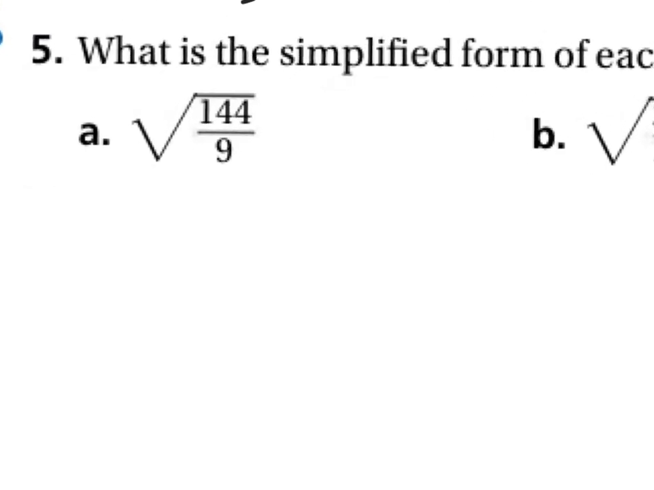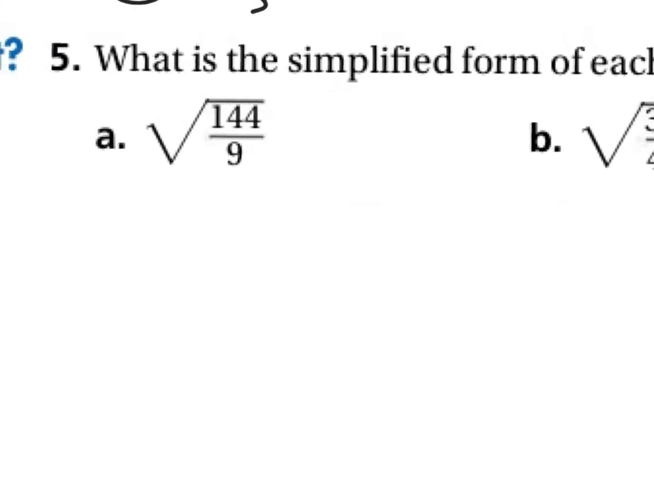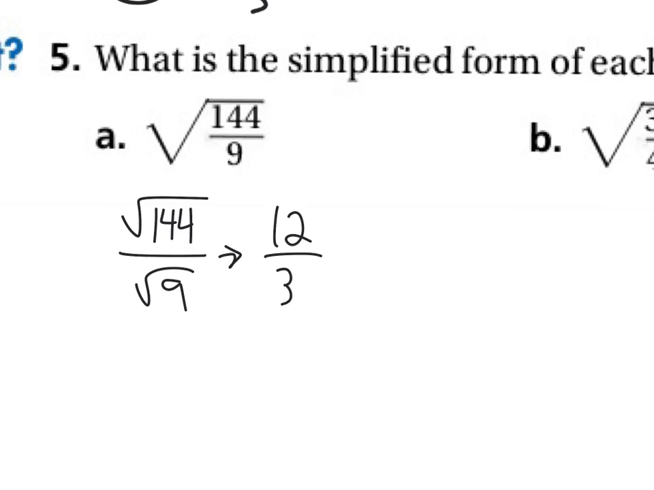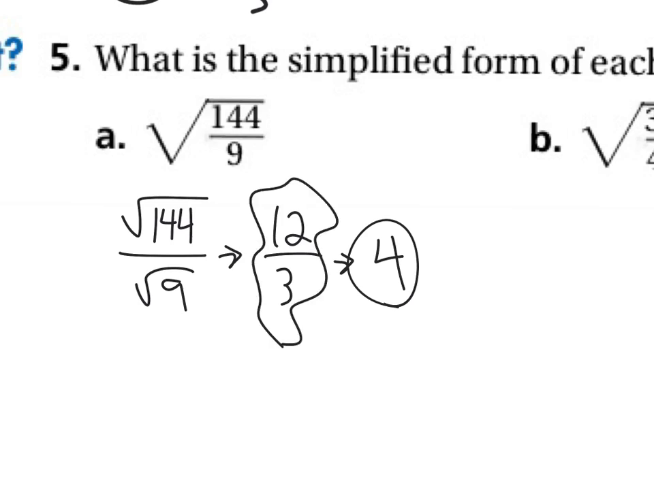So if we look at the got it 5, same idea. We're trying to simplify these. So part A, like we've been doing, we can go ahead and split that up, numerator and denominator. So square root of 144 is 12, square root of 9 is 3, and then 12 divided by 3 comes out to be 4.